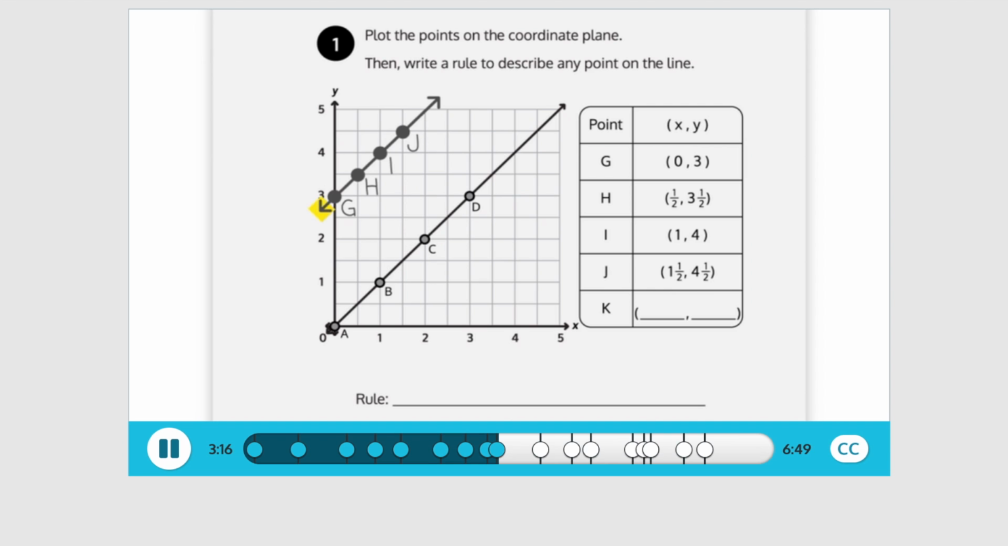All of these points are on the same line. So that means the relationship between the x-coordinate and its corresponding y-coordinate will be the same. Each y-coordinate is 3 more than its corresponding x-coordinate. Let's use this relationship to find another point on this line, K. Point K has an x-coordinate of 2. When x is 2, what is y? Write that here. Then, plot point K on the coordinate plane.